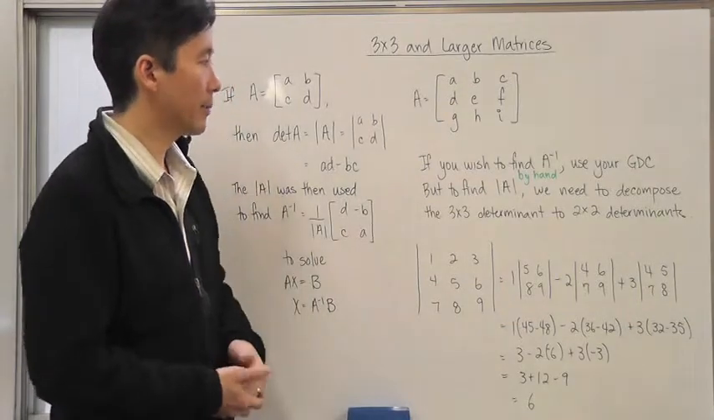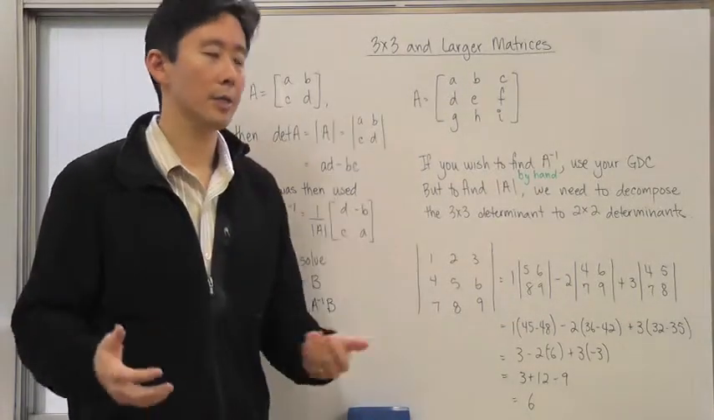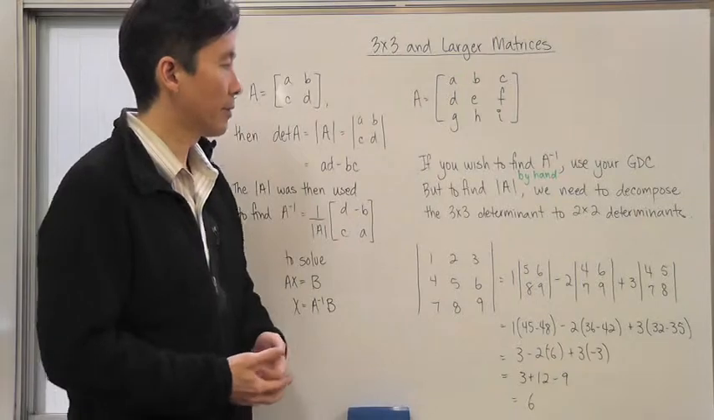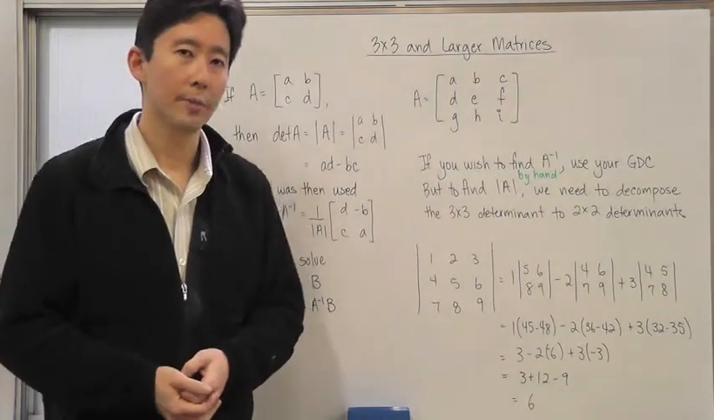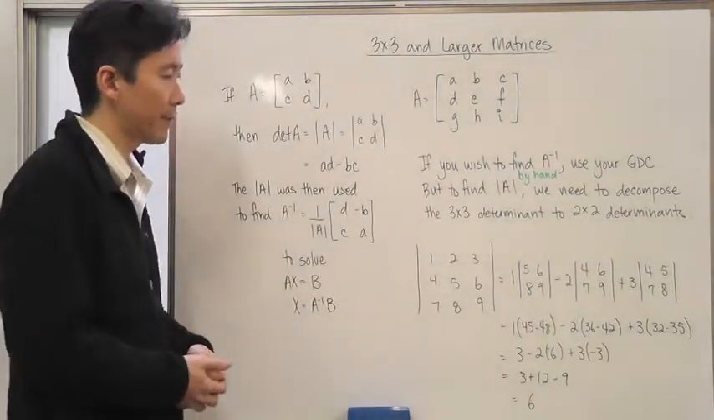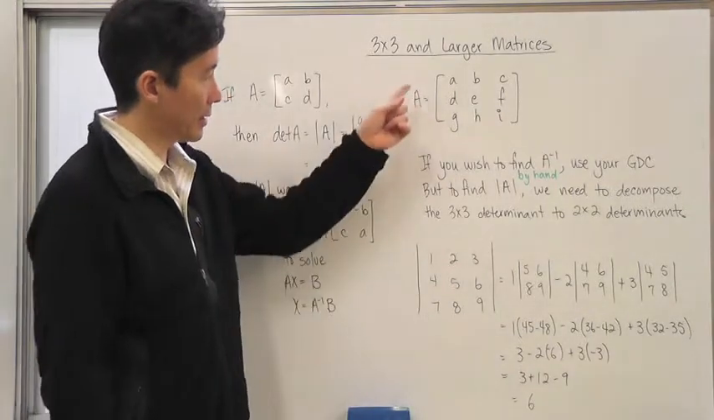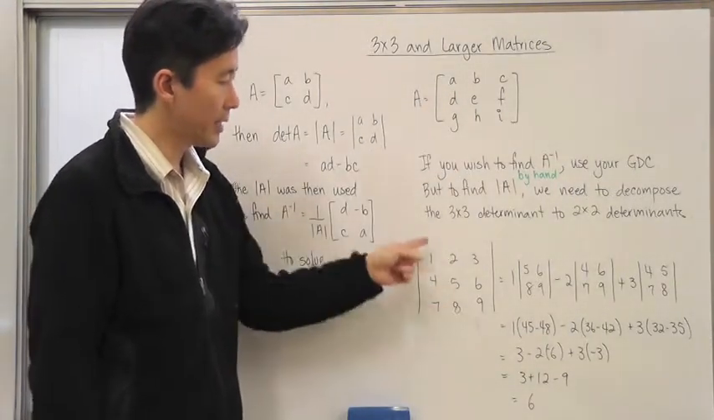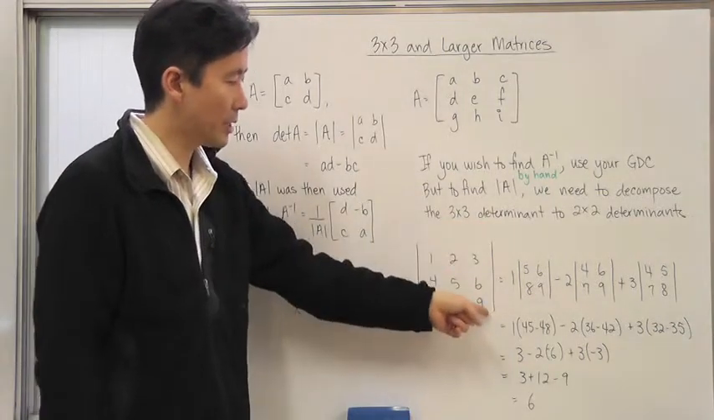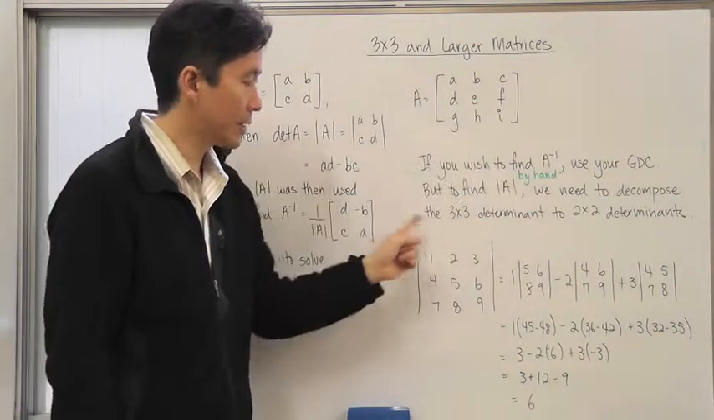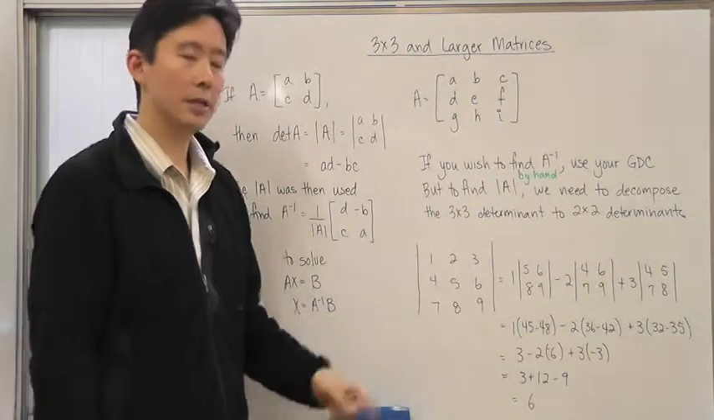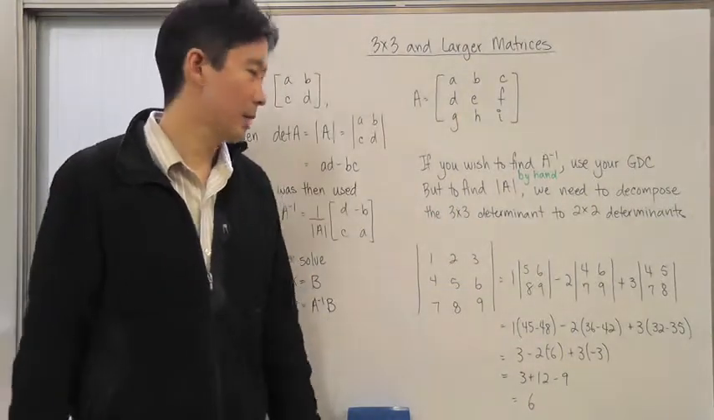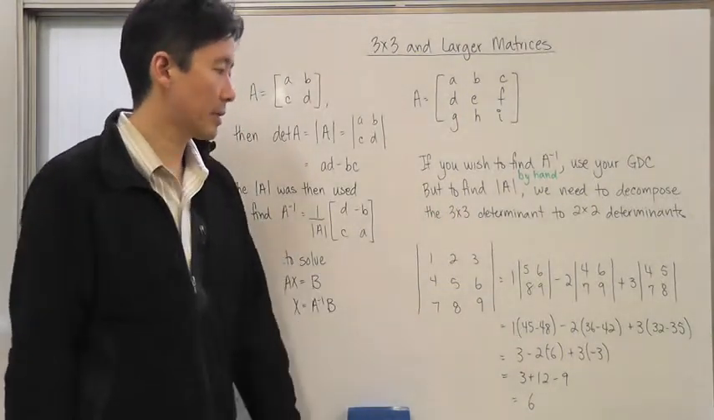Now if we do that, we call the whole process a decomposition of the 3x3 determinant into 2x2 determinants. And this is how you do it. Let's just say, for example, we have 1, 2, 3, 4, 5, 6, 7, 8, 9. And notice that we have the straight bars here, not the brackets, which means that we're actually looking for the determinant of this particular matrix.